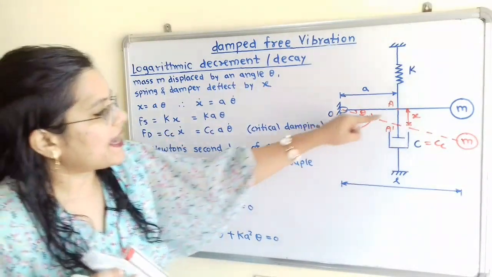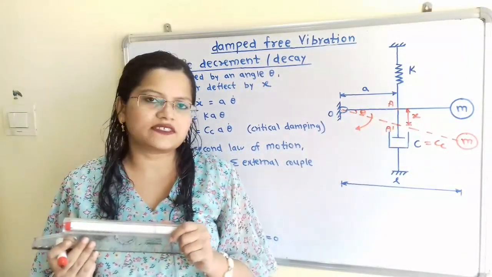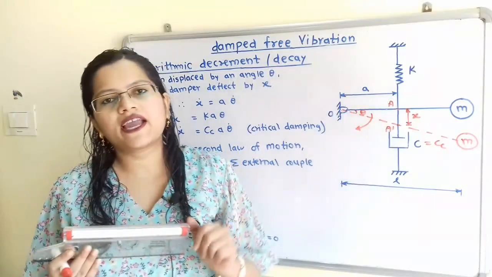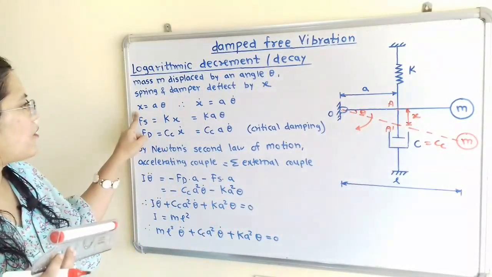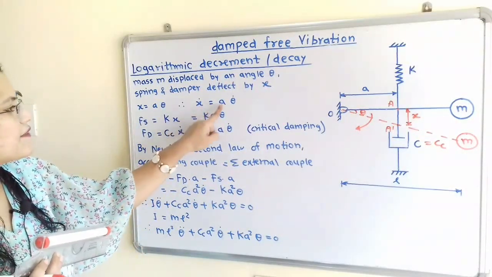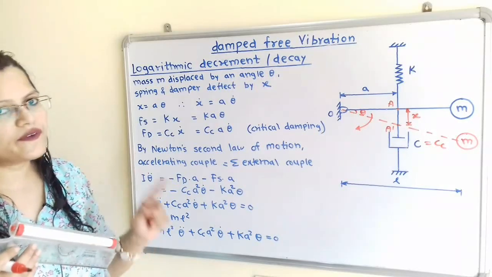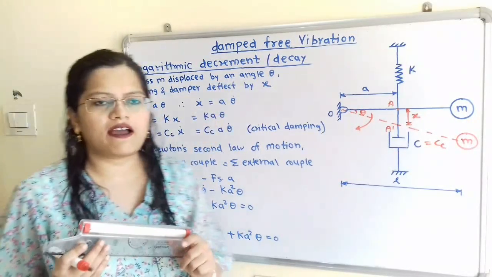Now in the direction of this linear displacement, velocity is also in the same direction. So how we can write the velocity? So velocity is equal to x dot. So from x is equal to a theta, we can say that x dot is equal to a theta dot. So we will get the value of x and x dot in terms of theta and theta dot.